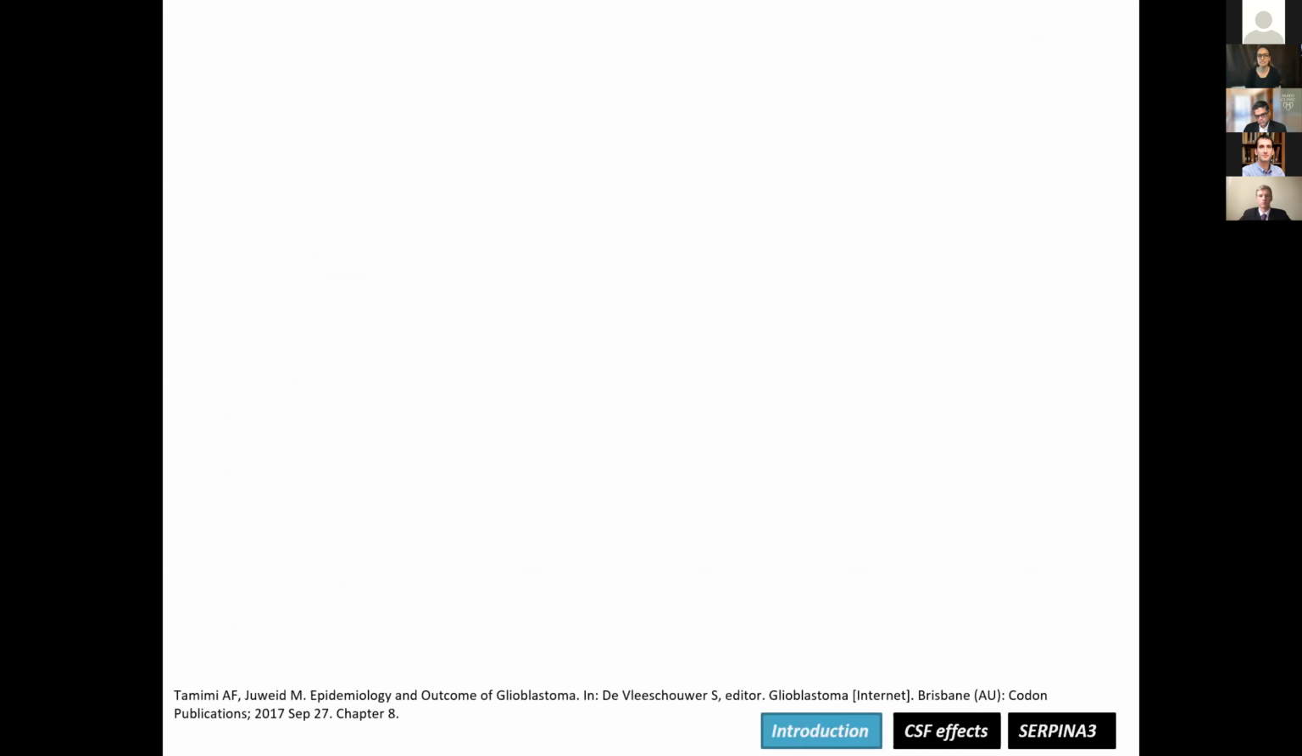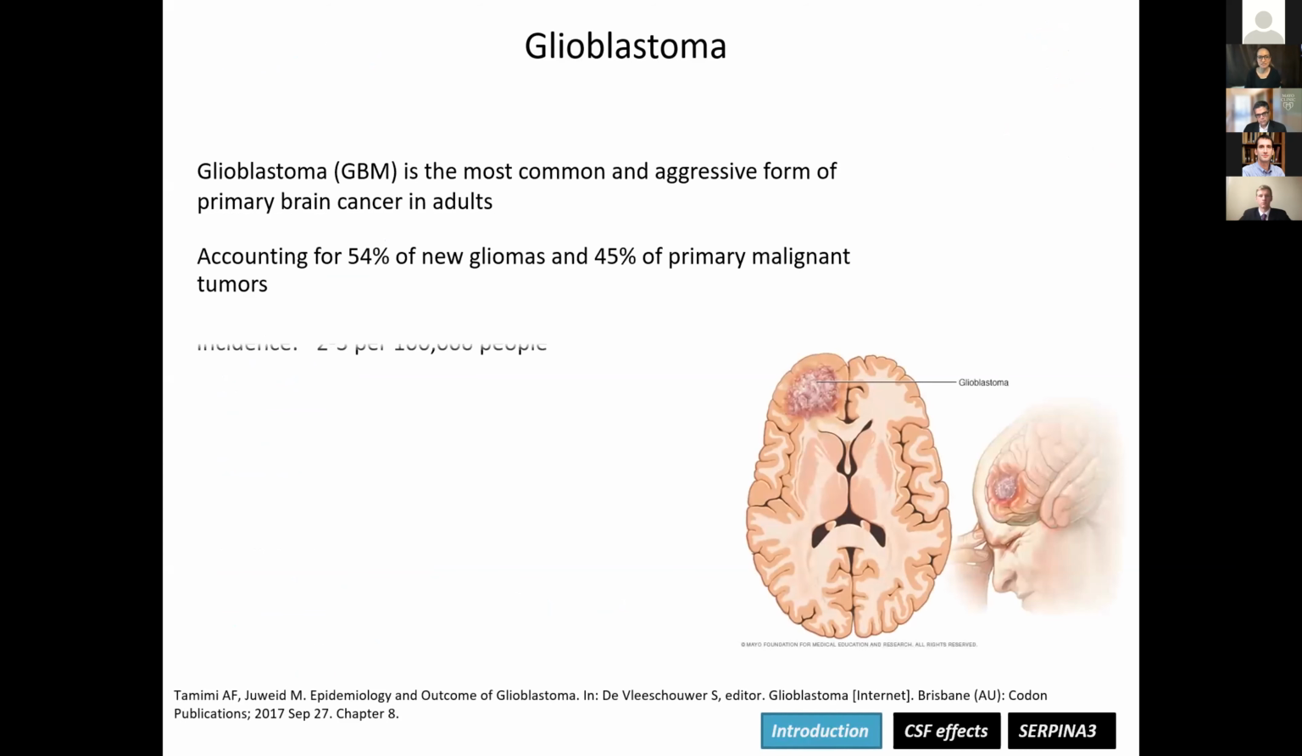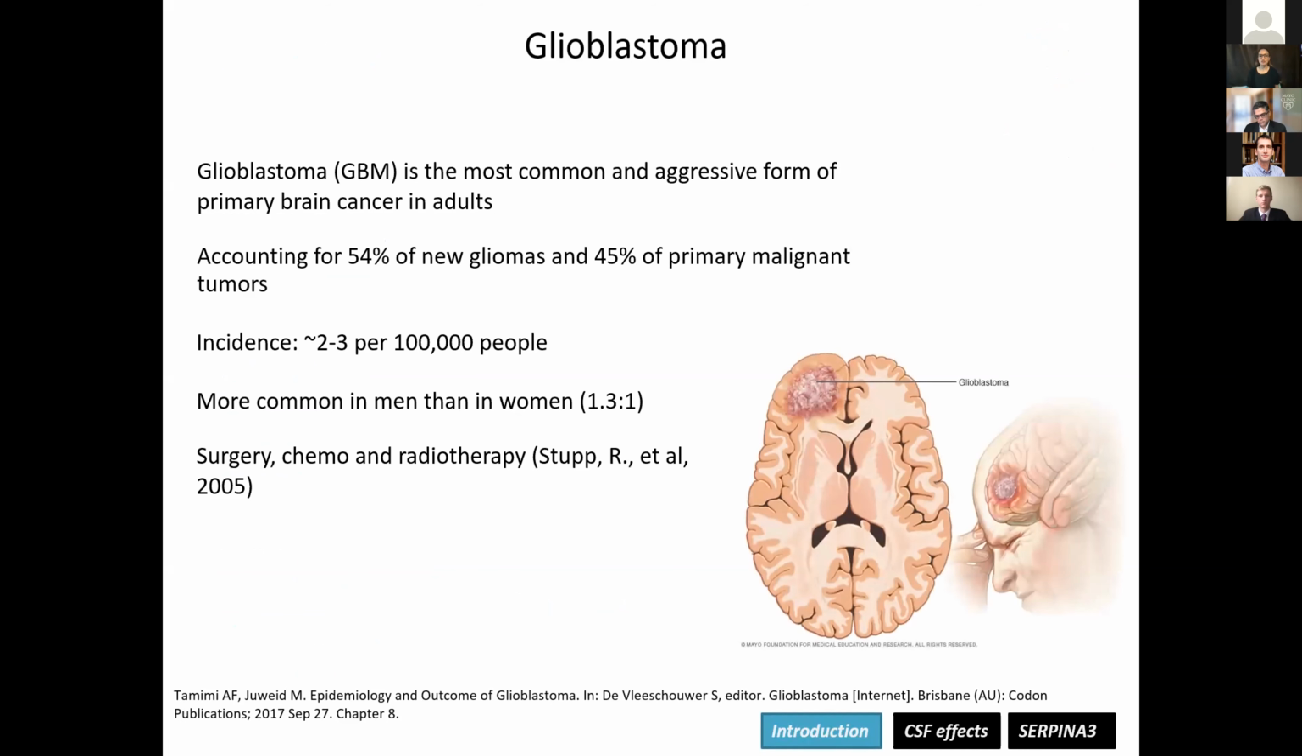The next slide, please. Can you advance the animations, please? Yeah. Thank you. So glioblastoma is the most common and aggressive form of primary brain cancer in adults. It accounts for 54% of new gliomas and 45% of primary malignant tumors. In the States, it has an incidence of 2 to 3 cases per 100,000 inhabitants.